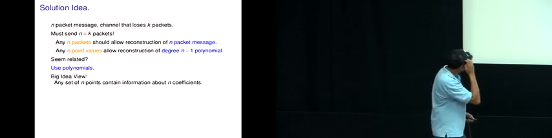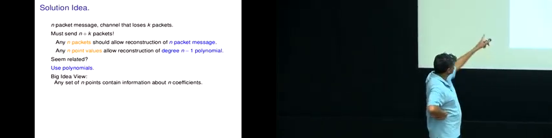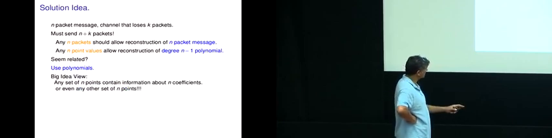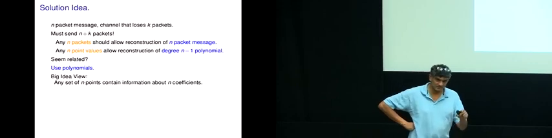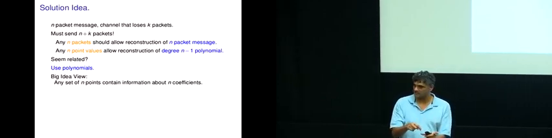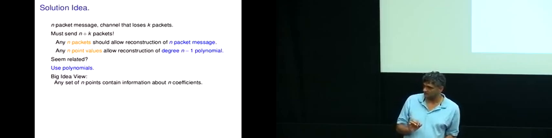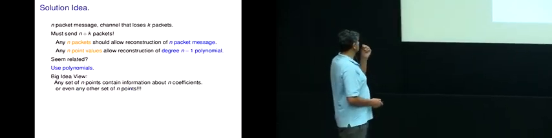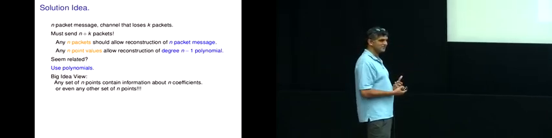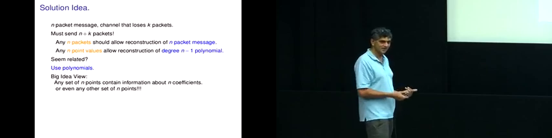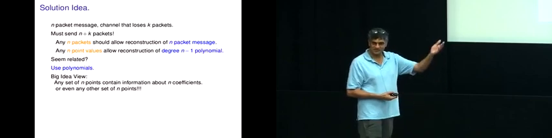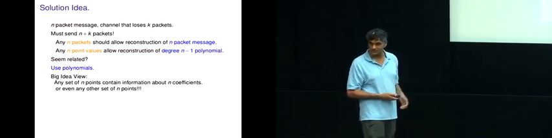Any set of n points contains information about the n coefficients. Any should probably be emphasized. The original thing we're trying to encode is the n coefficients, and so we're doing that. It also gives you information about all the other points. If you tell me the value anywhere else, I can tell you that too. If I reconstruct the polynomial, I can evaluate it at any other point.